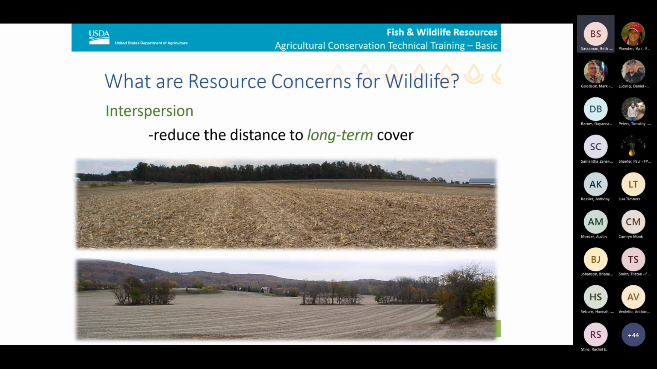We look at bog turtles, which aren't really on cropland, but they hibernate under roots of woody plants. So even though those turtles really like open emergent wetlands, they also need some root balls to hide under to hibernate, so that they have protection from both the winter and also predation.